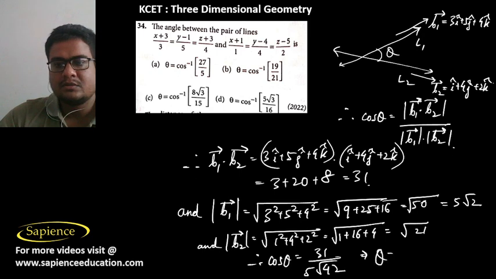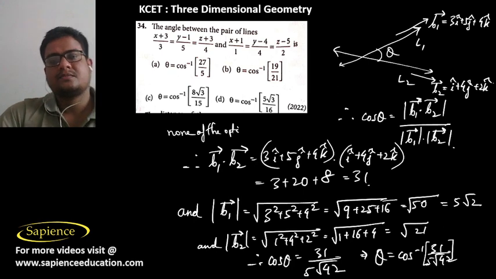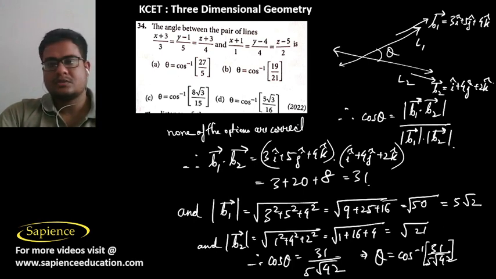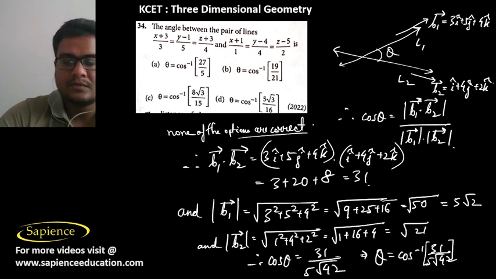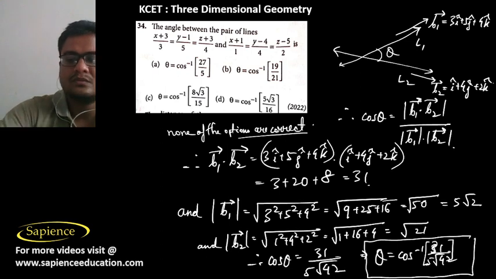It means theta will be equal to cos inverse of 31 by 5 root 42. So none of the options are correct. The actual answer is theta equal to cos inverse of 31 by 5 root 42.